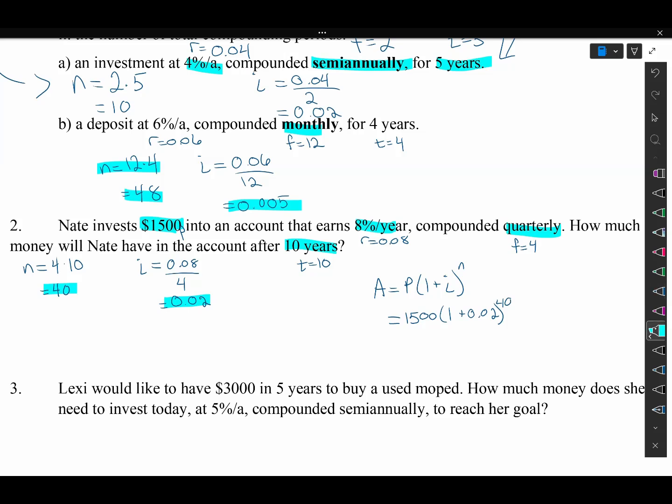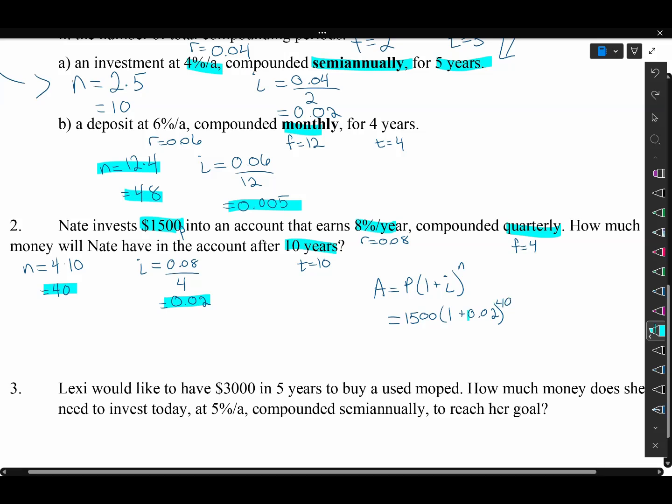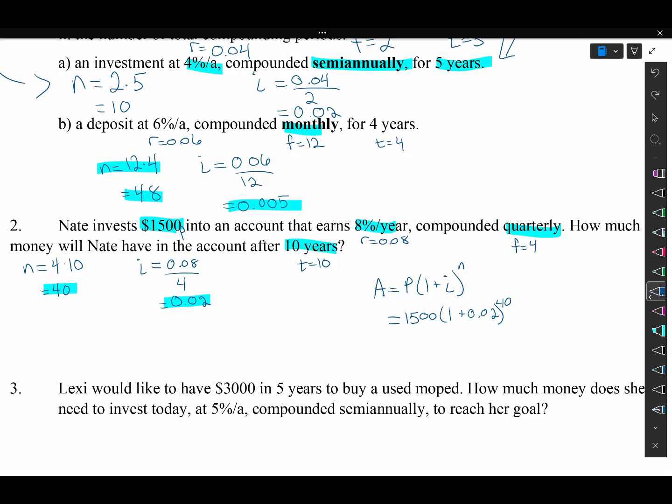Now you might say, hang on, 40 seems like a huge exponent. It is. That's okay. That's being balanced out a little bit by this small interest rate. We'll see how it works together. We know what to expect. We're expecting a little bit more money.